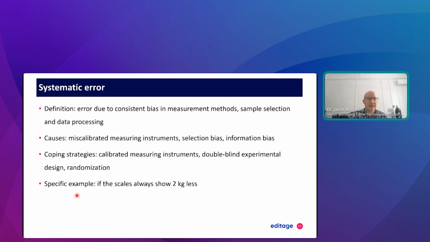One example of this is the scale always shows 2 kilograms less. So your precision might be high, but then your accuracy is off. So you'll be missing the target. And I can get into a whole other lecture on accuracy and precision, which I think everybody should know about those terms.